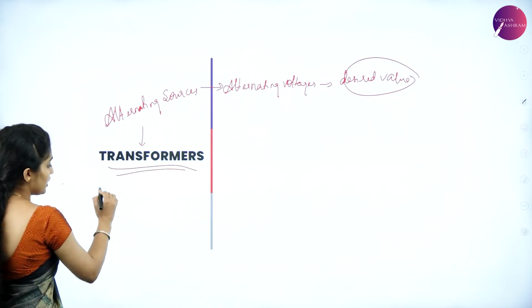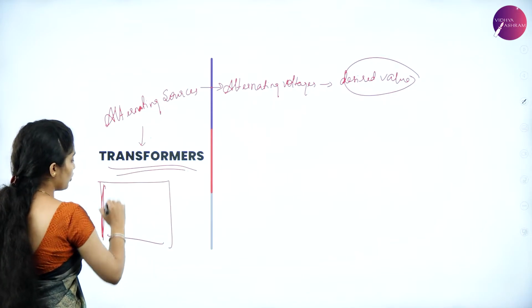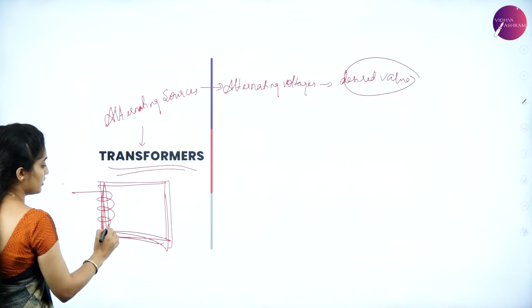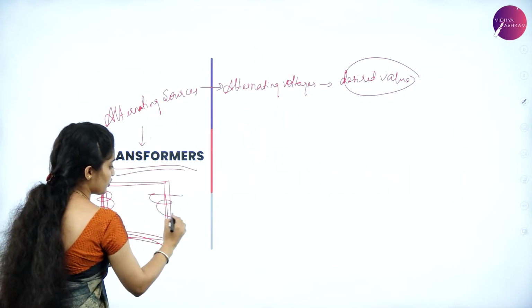So here there is a core, surrounding which there are windings of a wire.